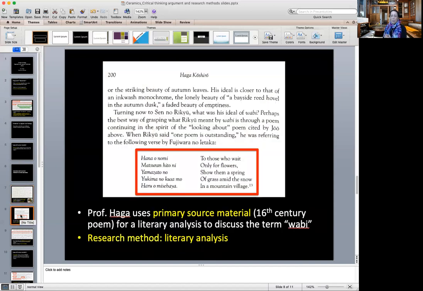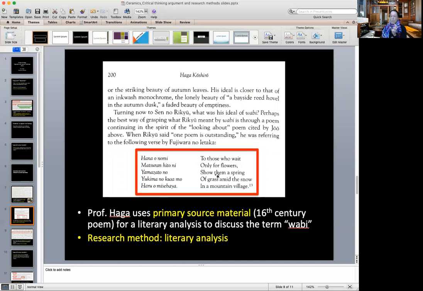Professor Haga, who is a historian, in this article, of which I show you an excerpt, talks about tea and wabi, the aesthetics of wabi. He's also using primary source material. In his case, he's using a poem that was written by Senrikyu, the 16th century tea practitioner. On the left-hand side, he has the Japanese pronunciation, hana onomi, etc. And on the right-hand side is his English translation.